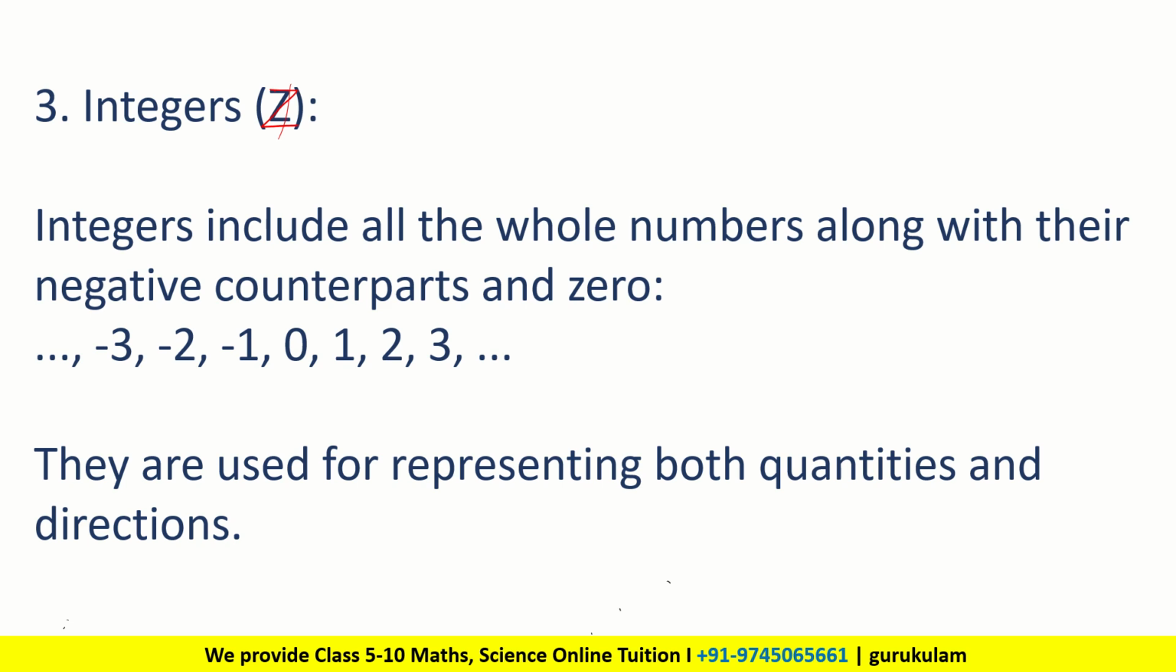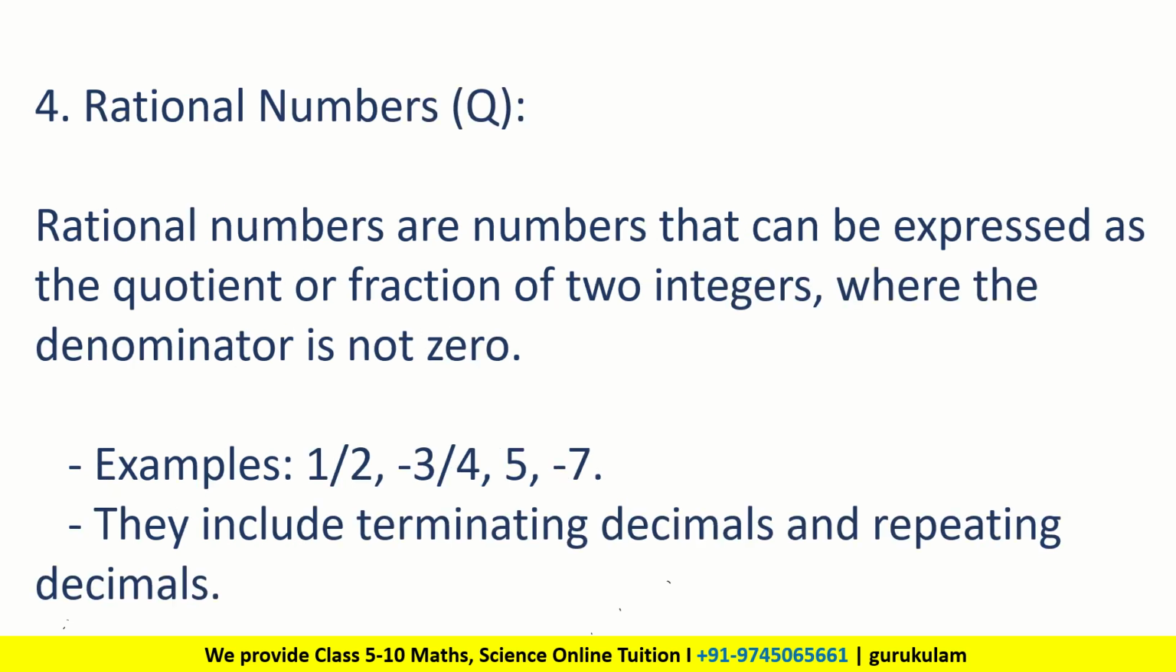Then the fourth one is rational number. We represent the rational numbers with a capital letter Q. A rational number can be a fraction, and it can be a decimal. The condition while writing a fraction is that the denominator should not be 0. That is a basic condition. We have a few other conditions as well that we will discuss in another video. Regarding decimals, they can be a terminating decimal or a repeating decimal. The terminating decimals and the repeating decimals come under rational numbers.